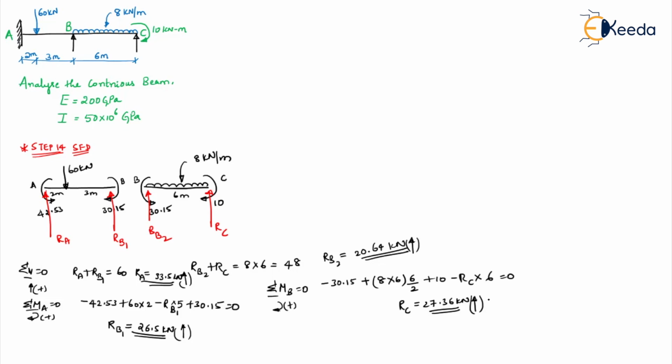Right, now we have to draw the shear force diagram. It's very simple, go on plotting here. So left up is positive, so upward is positive, whatever is the value will come here. So how much is this? RA, 33.5 kilonewton. Then at B, RB1, this is on the right side, so right up is negative, so that's how much? 26.5. Then coming here, left up is positive, it will be how much? 20.64, and right up is negative, so this will be how much?